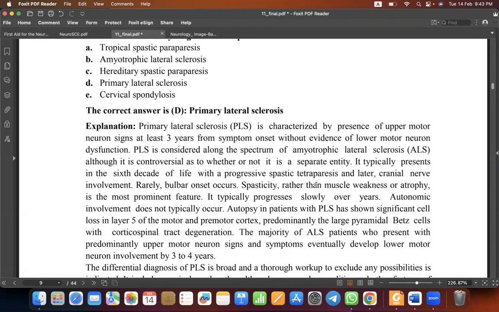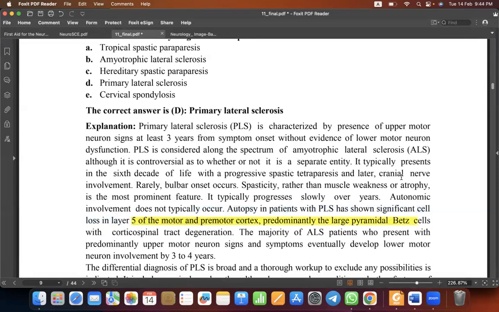Okay, spasticity rather than muscle weakness and atrophy is the prominent feature. So it typically progresses slowly over years. Autonomic involvement doesn't typically occur. Autopsy in patients with primary lateral sclerosis has shown a significant loss of layer 5 of the cortex. What is layer 5? It's the dead cell layer. Whenever you do an MRI, sometimes we can see layer 5 cortical atrophy, but it's very unlikely. We'll confirm it by autopsy. So there is layer 5 atrophy with corticospinal tract degeneration.